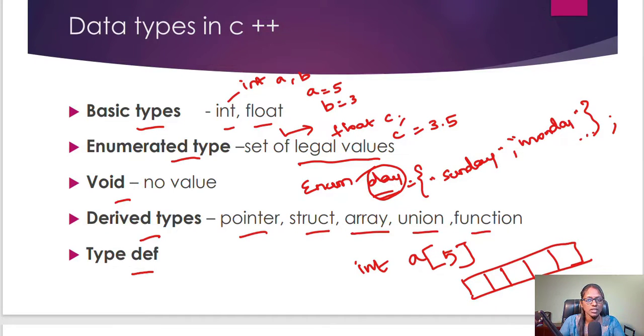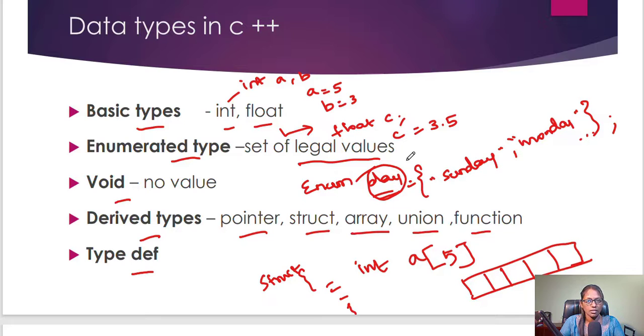Similarly, in a structure we can store a group of elements in a single variable, a heterogeneous data type. For example, struct, some group of statements. We are going to see everything in detail. I am just telling simply what derived means: from the basic data type you are deriving many things.